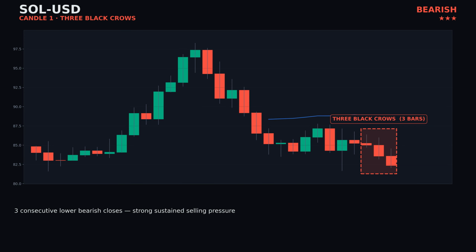Candle signal number 1, a 3 black crows just formed on the last 3 candles. See the dashed box on the chart? That's where it printed. It's a bearish read with 3 out of 3 strength, 3 consecutive lower bearish closes, strong sustained selling pressure. What you want to see next is follow through on the very next bar. That's the confirmation that turns a signal into a trade.